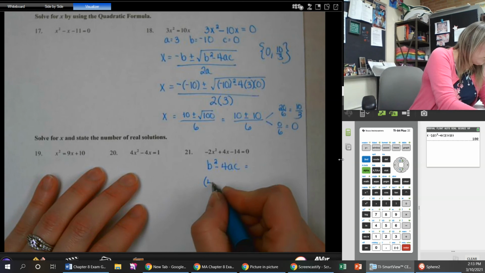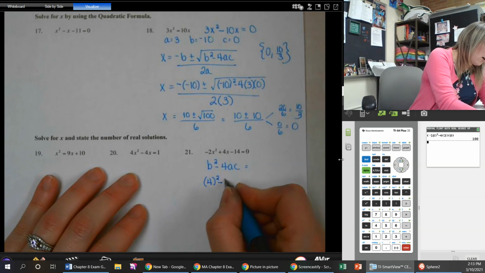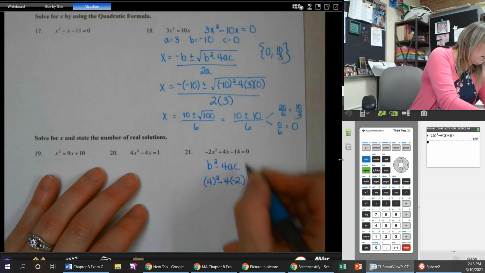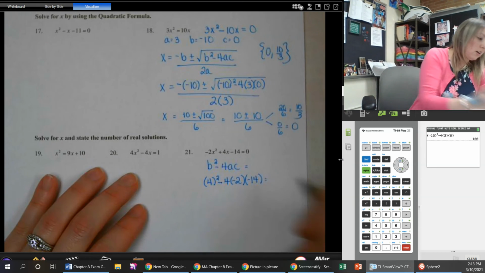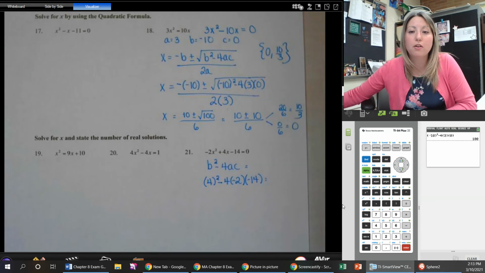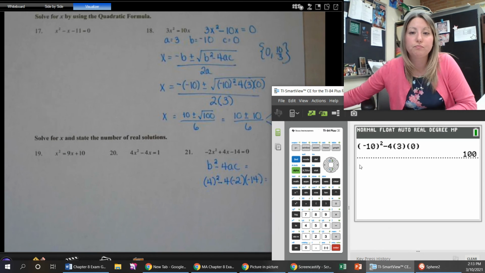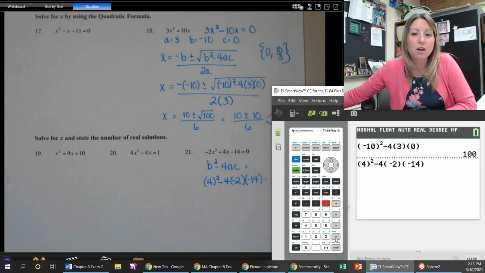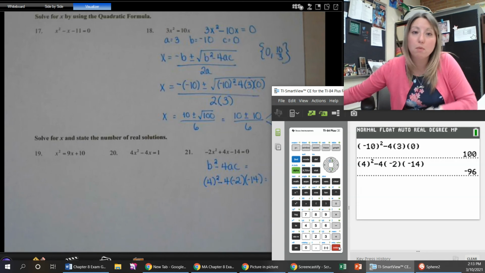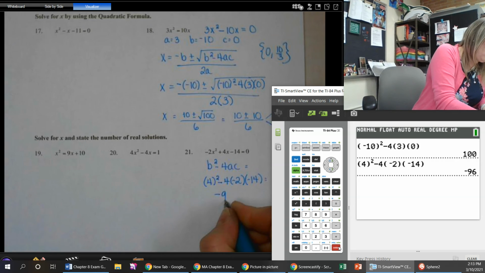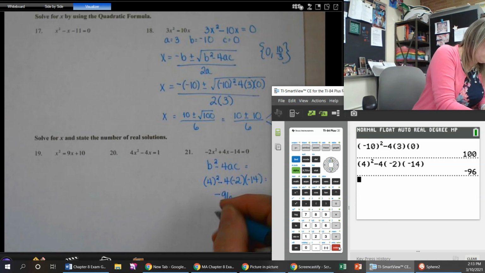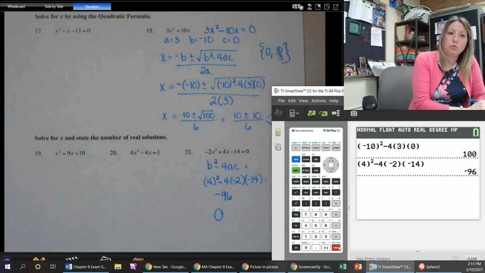All right, so let's do number 21. B is 4, so 4 squared, minus 4 times negative 2 is A, times negative 14 is C. And let's see what we get. And I can use my graphing calculator to do the calculation part. So 4 in parentheses squared minus 4 times negative 2, the signs are important, times negative 14 gives me a negative number. If your discriminant is negative, there are 0 real solutions.